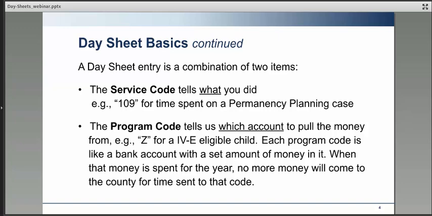If you think about them as bank accounts, in general, each account has a set amount in it at the beginning of every budget year. There are a few exceptions to that, and we'll talk about those as we go through. But in general, there is a set amount in every account. And as long as there is money in that account, you're able to pull down money. However, if the money in the account is completely spent for the year, no more money will come to the county for the time spent to that code.